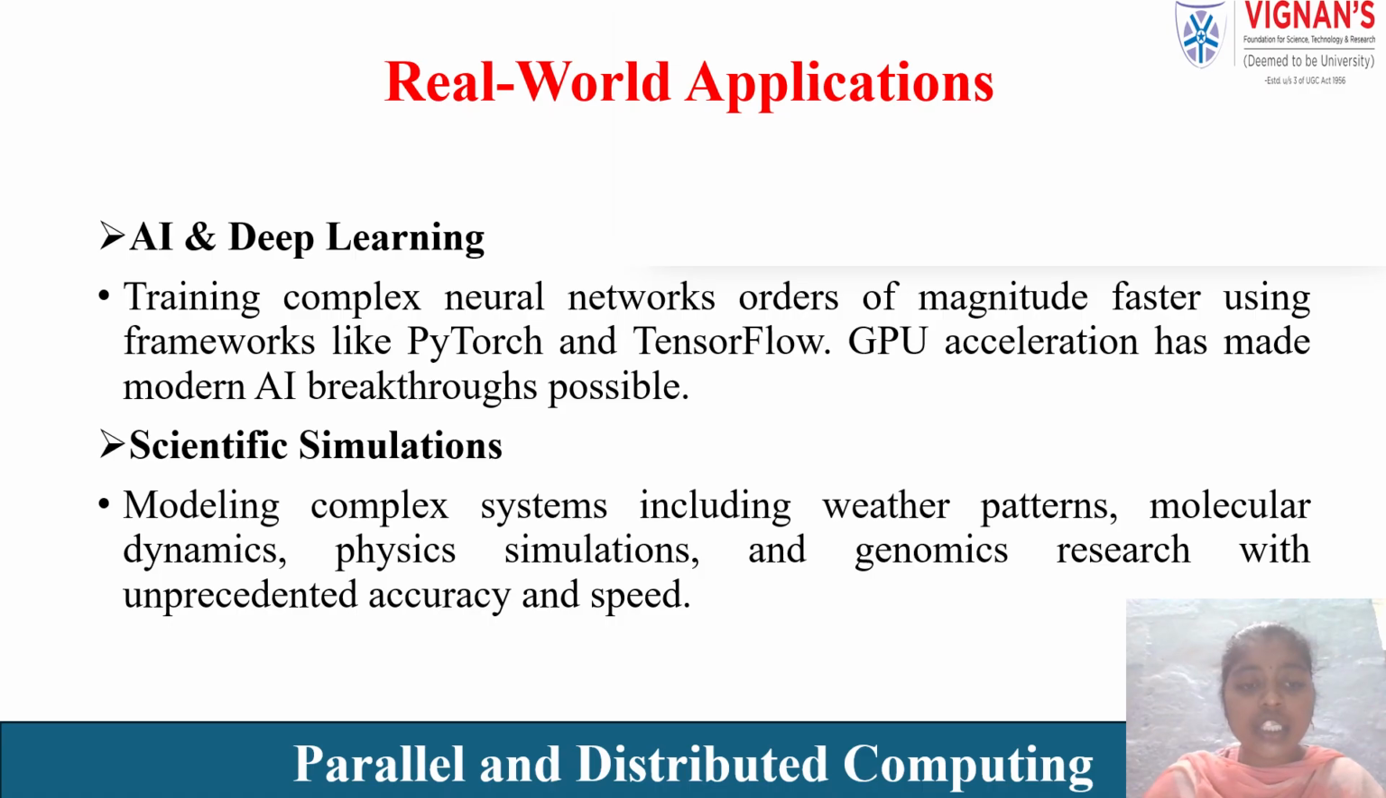Real world applications in parallel and distributed computing. AI and deep learning. Training complex neural networks orders of magnitude faster using frameworks like PyTorch and TensorFlow. GPU acceleration has made modern AI breakthroughs possible. Scientific simulations. Modeling complex systems including weather patterns, molecular dynamics, physics simulations, and genomic research with unprecedented accuracy and speed.